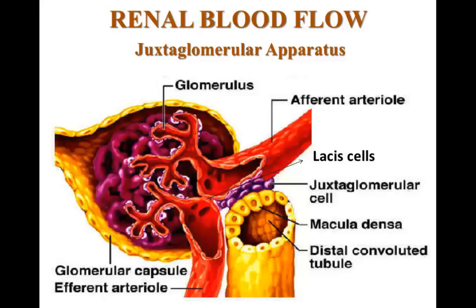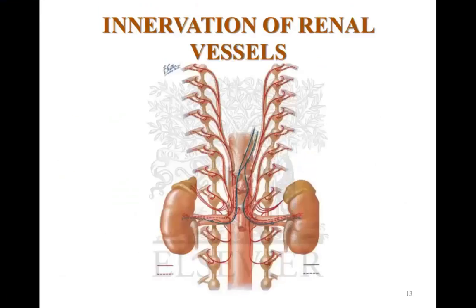Second part is granular epithelial cells called juxtaglomerular cells, and they secrete renin. Will you just keep this information in your mind, please? Now, the last part of the juxtaglomerular apparatus are the lacis cells located between afferent and efferent arteriole, and they also secrete renin. They're granular cells, by the way.